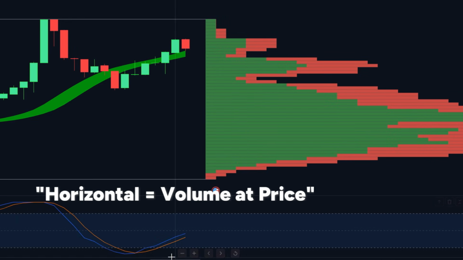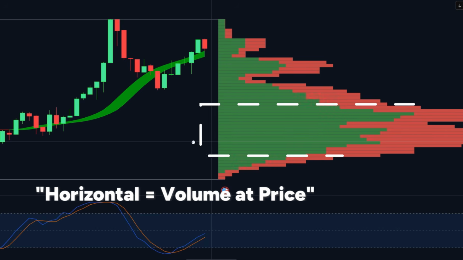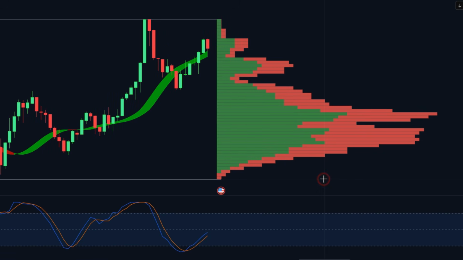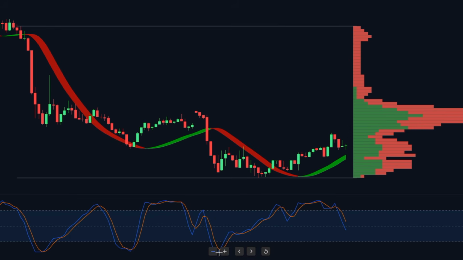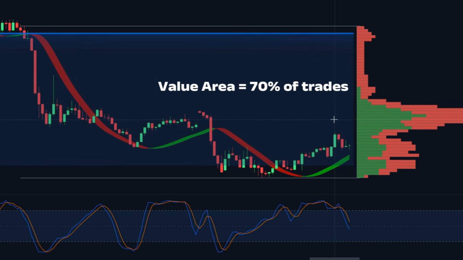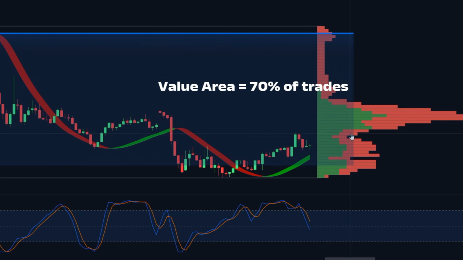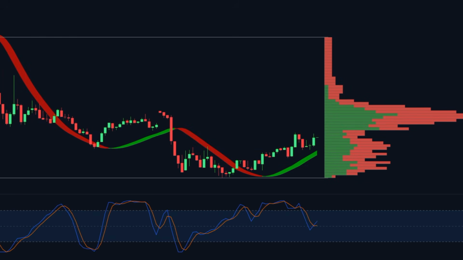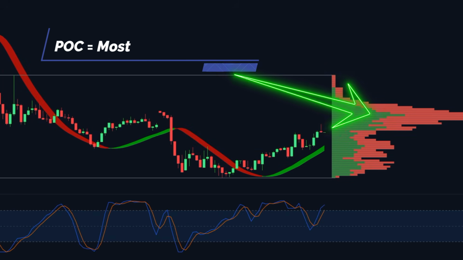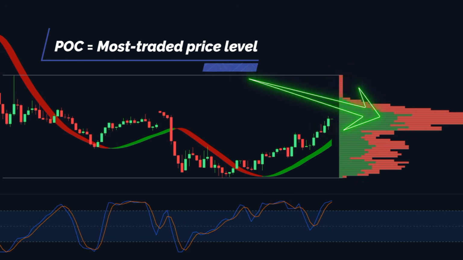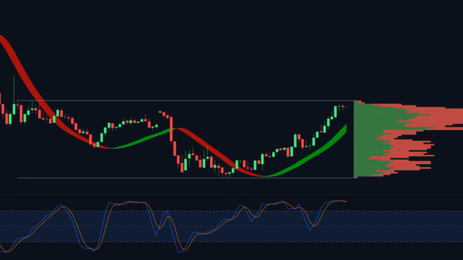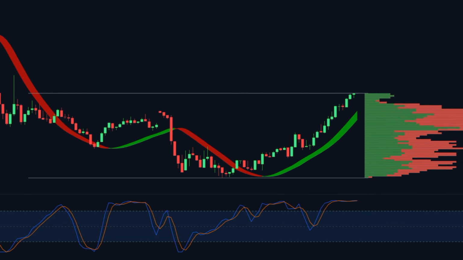These horizontal bars show you exactly how much volume was traded at each specific price level. The longer the bar, the more important the level. There are only two things you need to pay attention to. First, this highlighted section is called the value area. This is where roughly 70% of all the trading happened. It's the market's comfort zone. Second, this red line is the point of control, or POC. This is the single price level where the most volume was traded. It's the king of all levels, a powerful magnet for price.